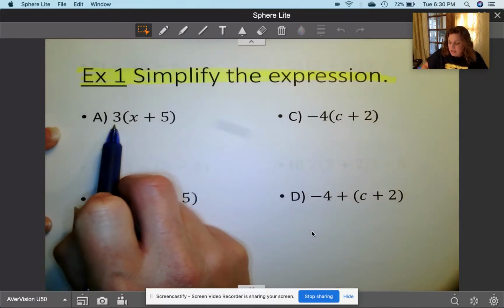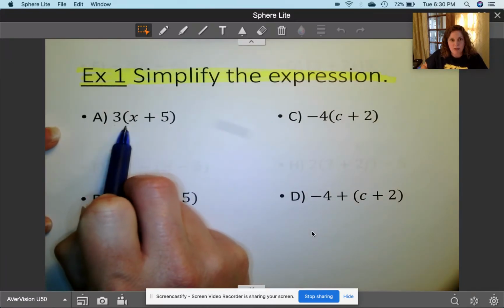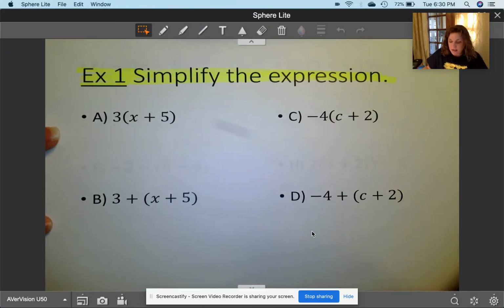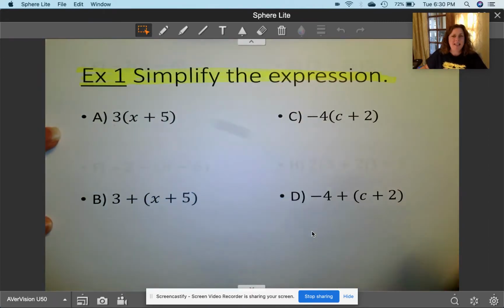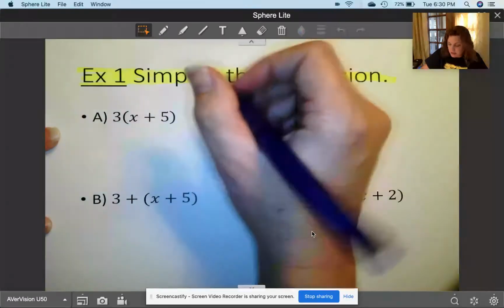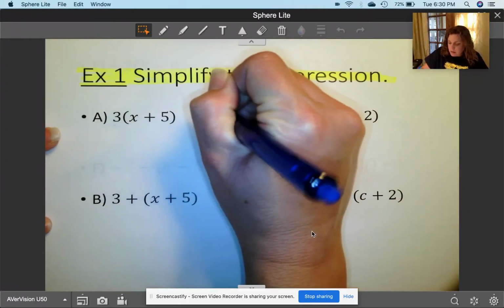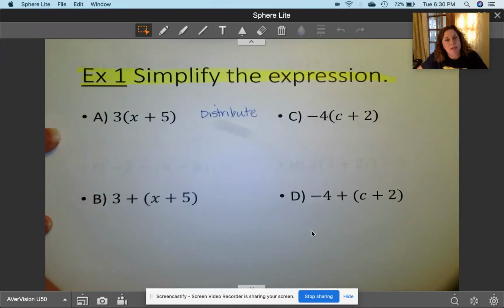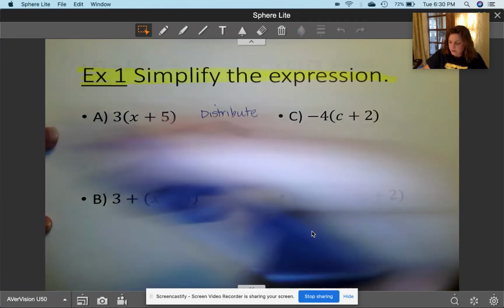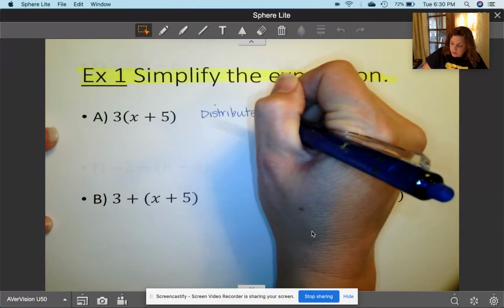We have 3 times the quantity x plus 5. So this is utilizing the distributive property. It fits that same sort of pattern we were just looking at. So this is distribute. I want you to use that word. It's important that when you're doing math, talk out loud. Tell yourself the steps to do. It's really, really helpful. So the first thing we want to do is we're going to distribute the 3.